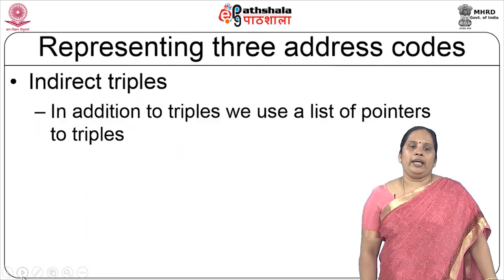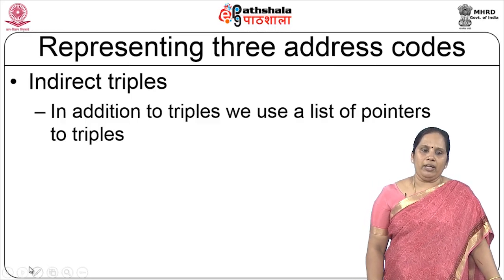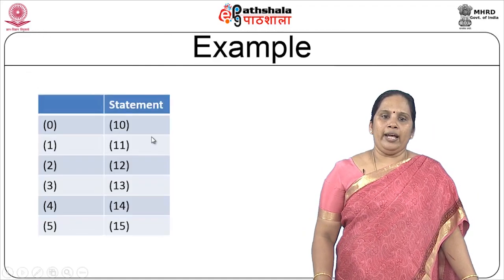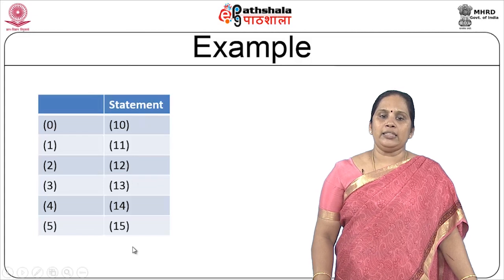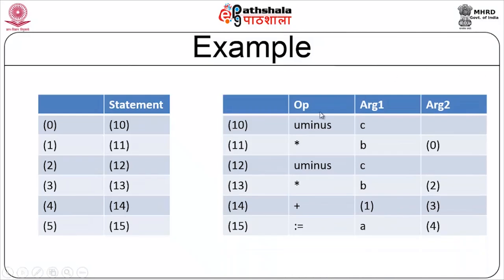Indirect triples: in addition to triples, we use a list of pointers to the triples. So this is again triples only, but we have double indexing. Here 0 to 5 have pointers to the indices 10 to 15, where 10 to 15 correspond to, for example, unary minus star, which we have already computed as a triple. So this is a triple, and this has a pointer to a triple. So this is a double pointer, which is going to be one more representation of your 3 address code.